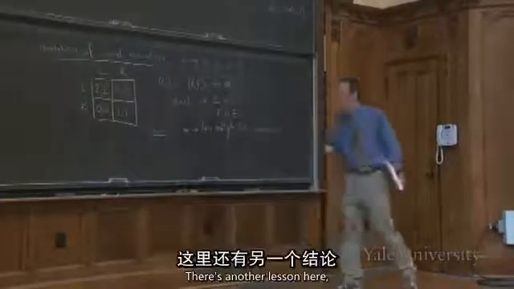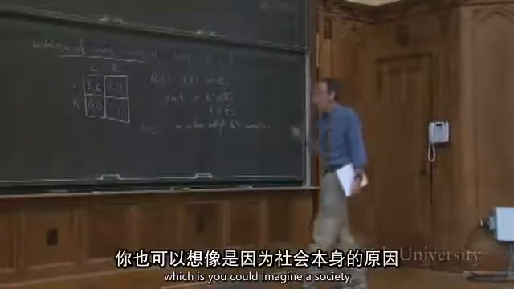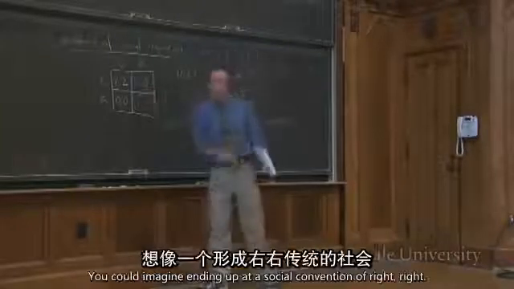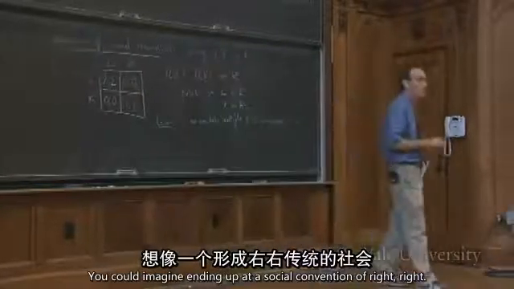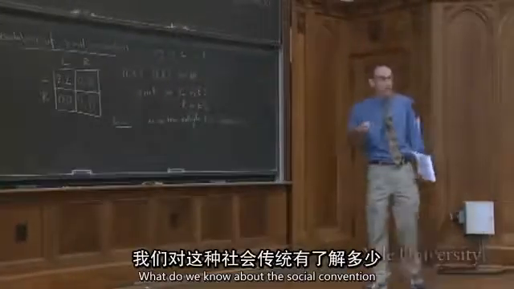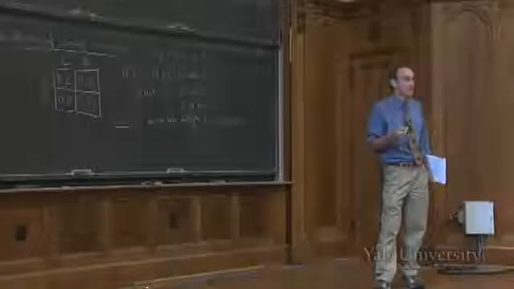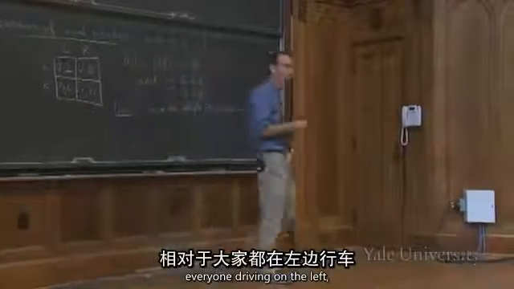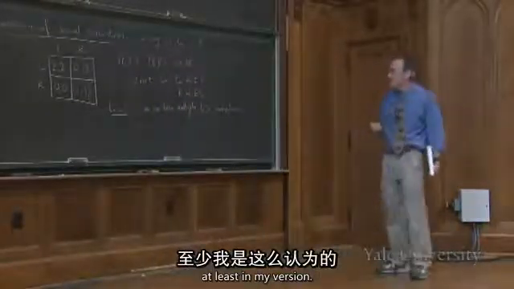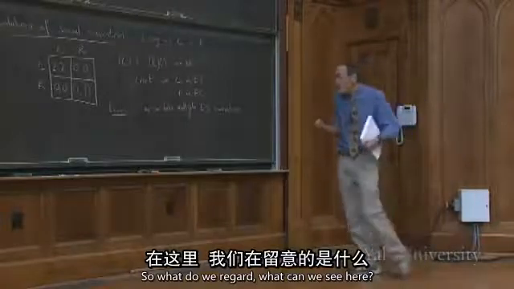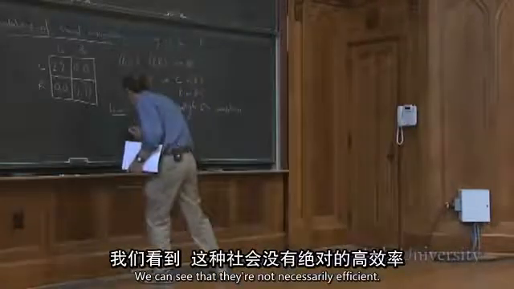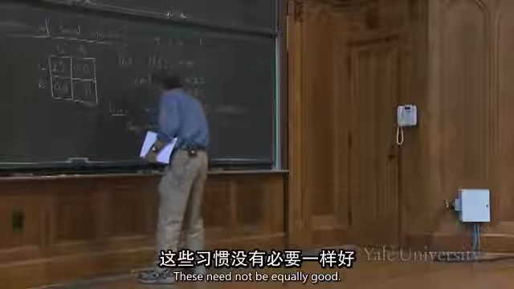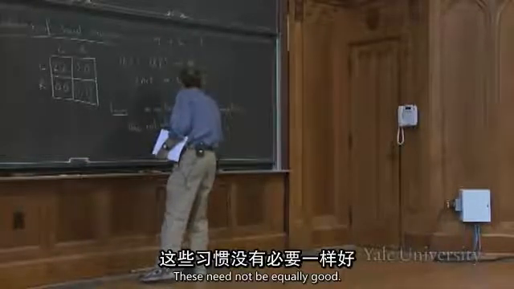And there's another lesson here, which is you could imagine a society settling down to a social convention down here. You could imagine ending up at a social convention of right. And what do we know about the social convention of everyone driving on the right? We know it's worse than the social convention of everyone driving on the left, at least in my version. So what we see here is that these conventions are not necessarily efficient. These need not be equally good.